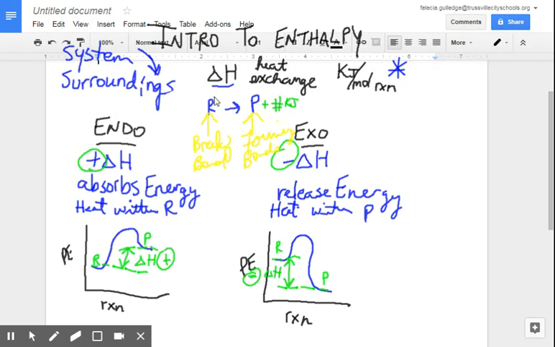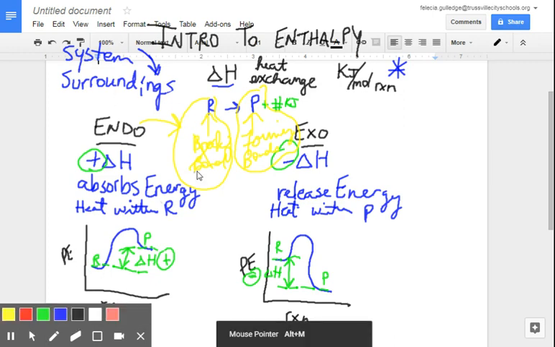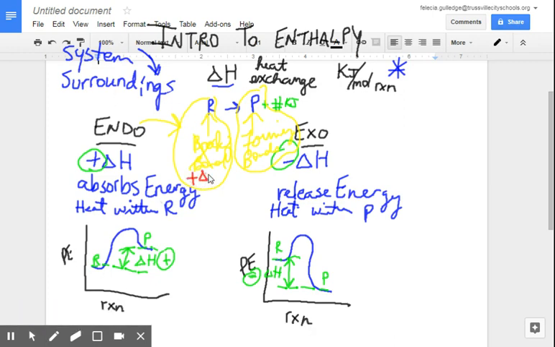Now, each process here is either an endothermic or an exothermic process. In order to break apart something, it requires energy. So if it requires energy, I have to put energy in to be able to break that bond. As a result, whenever I am breaking bonds, that is an endothermic process, so a positive delta H, anytime I'm breaking bonds. Now, when I'm forming bonds, what's happening there is my atoms are going from a higher energy state to a lower energy state.